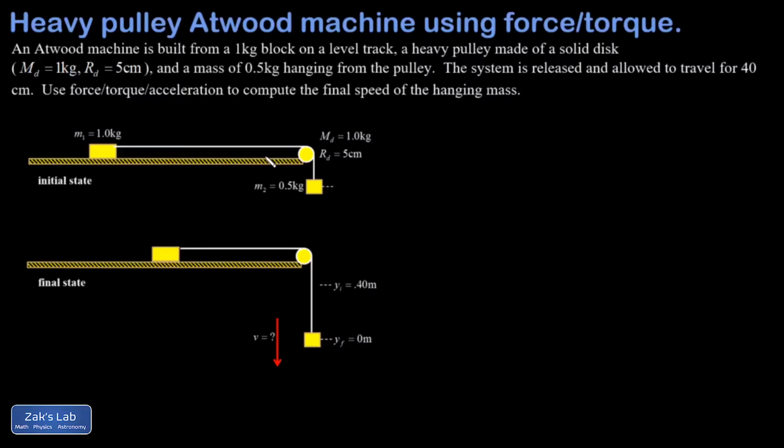In this problem, we're asked to find the final speed of a falling mass in this horizontal Atwood machine, but the pulley is now heavy, so we can't just say, oh, it's a light pulley and I can ignore what's going on with that. We actually solved this problem previously by using energy conservation, and I'll just post a link to that real quick. Now we're taking the approach of using forces and torques and the acceleration of the system in order to solve this question of how fast is that mass moving after it's fallen by 40 centimeters.